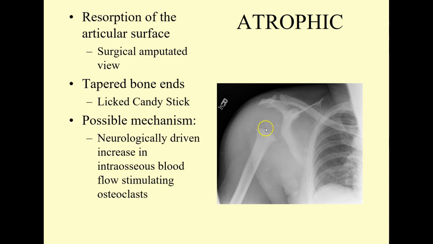As I mentioned previously, this is referred to as a surgically amputated view. In other body parts, we can sometimes see a tapering, as if they took a candy stick and then patiently licked it to a point. And we think increased intraosseous blood flow will stimulate osteoclasts, but we also recognize that if there's debris formed, macrophages can phagocytize the debris and clean up after itself.